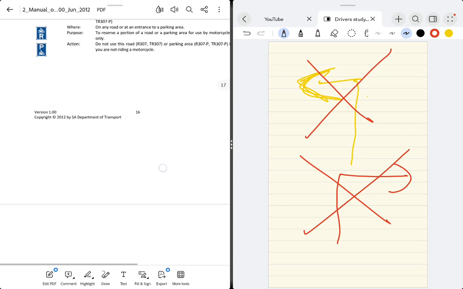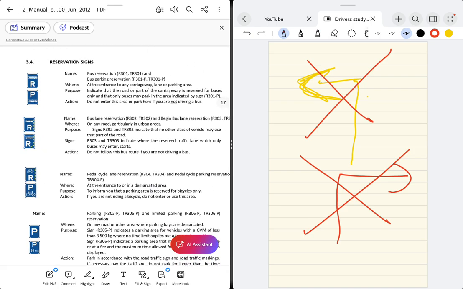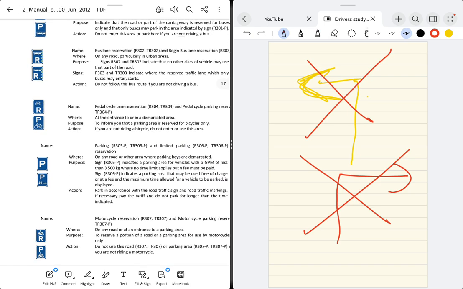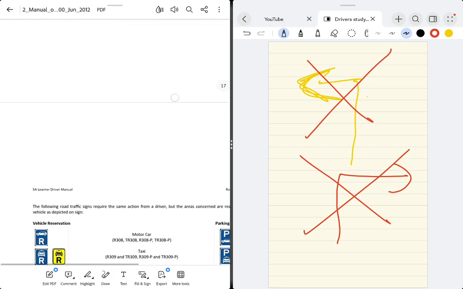Then, I think I'm going to just do this page and then stop from here. So bus reservation. So that bus reservation, parking reservation, bus parking reservation, bus lane reservation. Look at the little dotted line. Then, yeah. Then this one is the pedal cycle lane reservation. Parking for the motorcycle. Parking, 60-minute parking. Motorcycle reservation, parking for motorcycles.